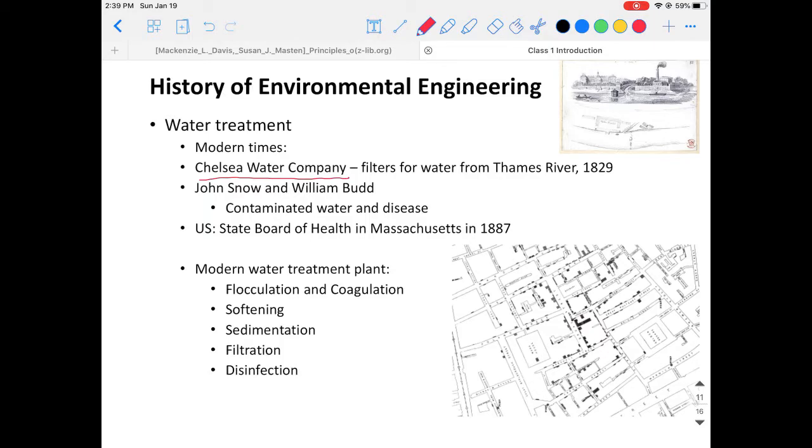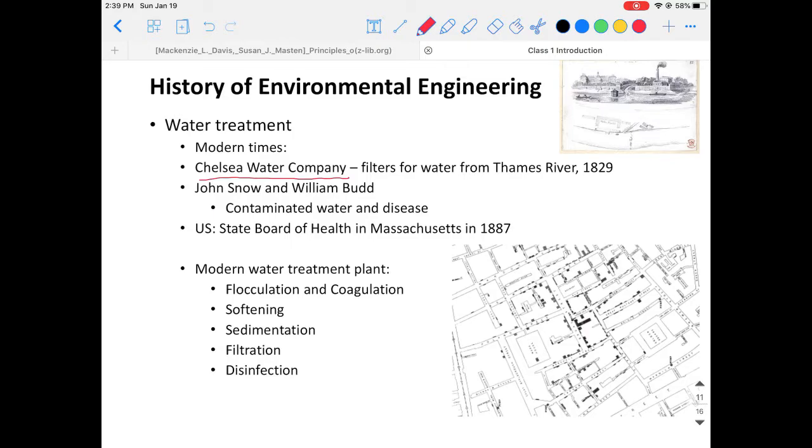We have to treat these systems, right, to filter out these pollutants from the water so that we can drink it safely. And in the water treatment, there are two icons or pioneers in environmental engineering that help us realize how important environmental engineering is in terms of water quality. So they are John Snow and William Budd. Okay, so they did some pioneering work regarding the association between contaminated water and disease.